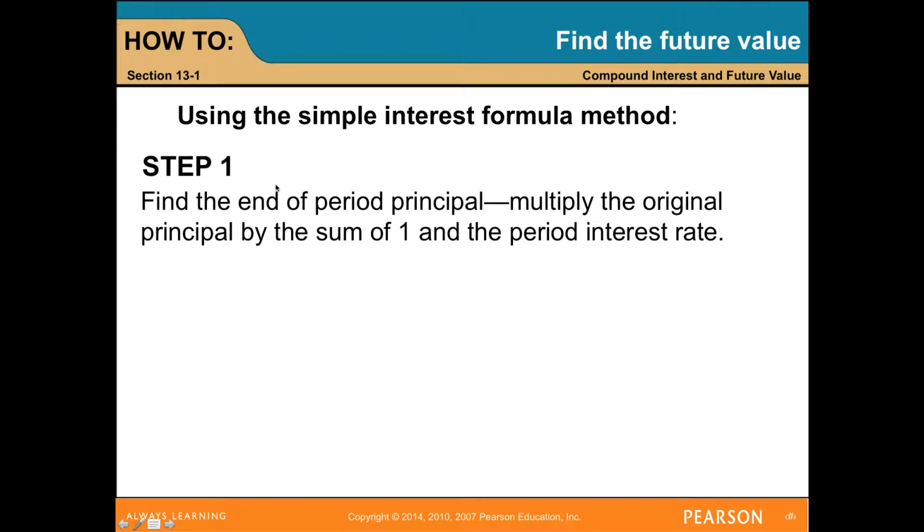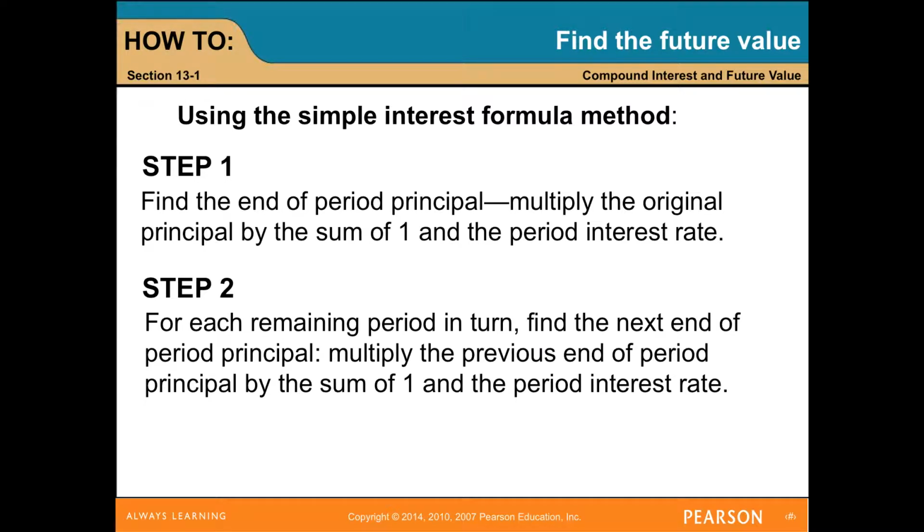Using the simple interest formula method. Step 1. Find the end of period principal. Multiply the original principal by the sum of 1 and the period interest rate. The second step is for each remaining period in turn, find the next end of period principal. Multiply the previous end of period principal by the sum of 1 and the period interest rate.